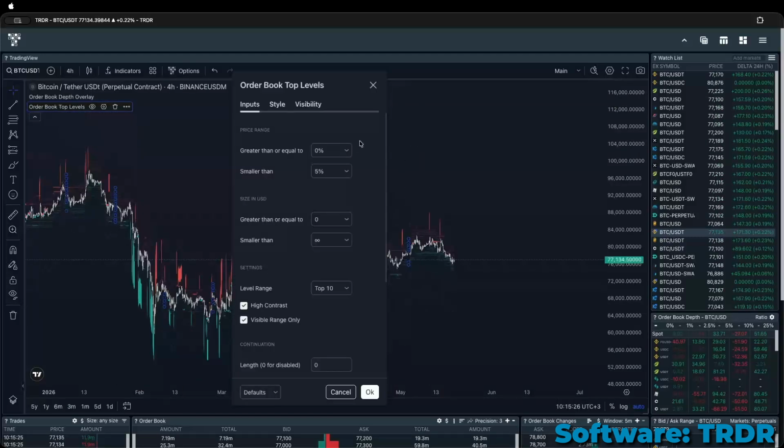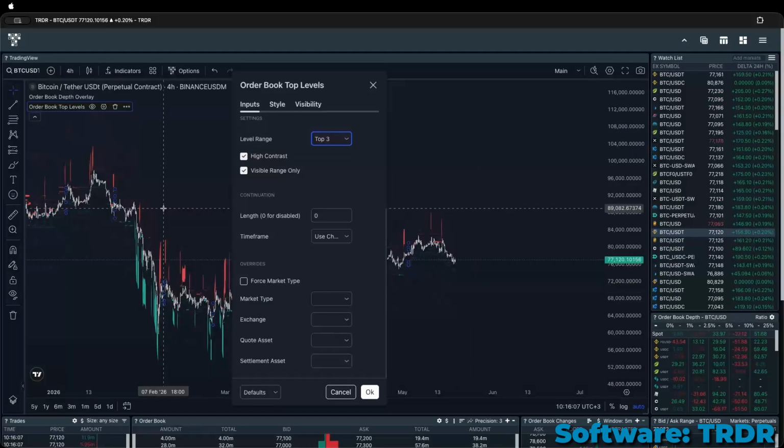So again, you can set up the price range. For this scenario, I'm not going to touch this, but you can also choose how large you want the orders to actually be before they get displayed on your chart. So in this case, I'm going to choose 100k, and you can select the level range. So I'm going to choose to only see the top 3 largest orders.